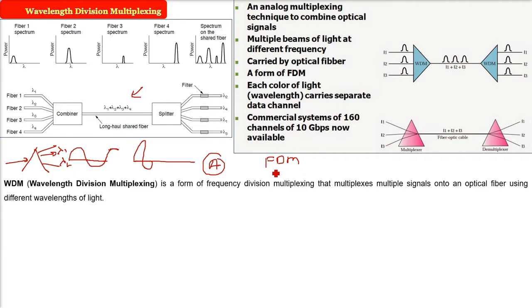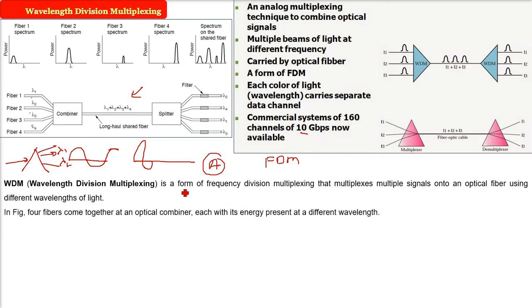Each color of light, that is what we are calling wavelength, carries a separate data channel. They will be combined by the combiner and split by a splitter. Commercial systems right now have 160 channels, each channel giving up to 10 Gbps. Here you see 4 fibers come together at an optical combiner, lambda 1 till lambda 4. They are added, each with its energy at a different wavelength. The 4 beams are combined on a single shared fiber for transmission. This is a long haul shared fiber.